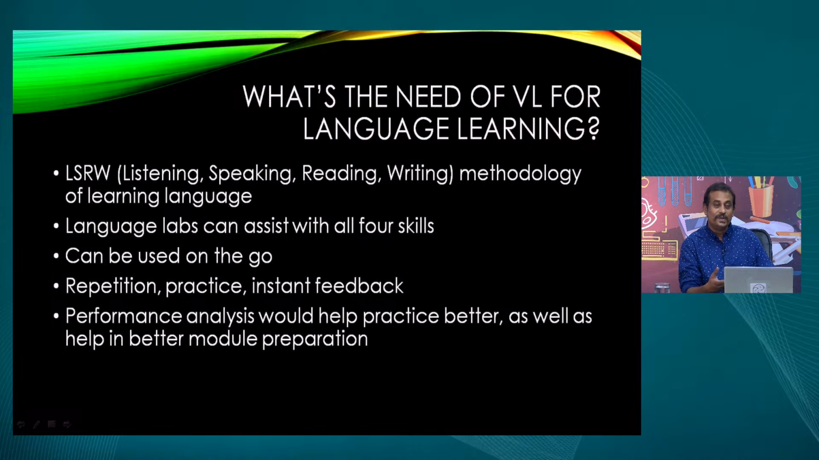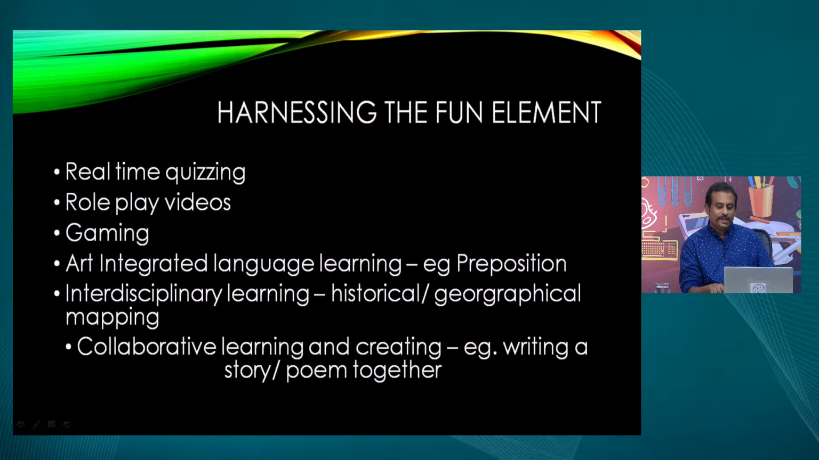Similarly, a machine is able to give feedback if 100 people make the same mistake. That will be highlighted in the exercise. That sentence will appear again and again in various exercises, so that the mistake is rooted out. All right. And there are lots of fun elements that can be incorporated. There are lots of things that can be integrated into the classroom with a virtual lab and purely online as well.